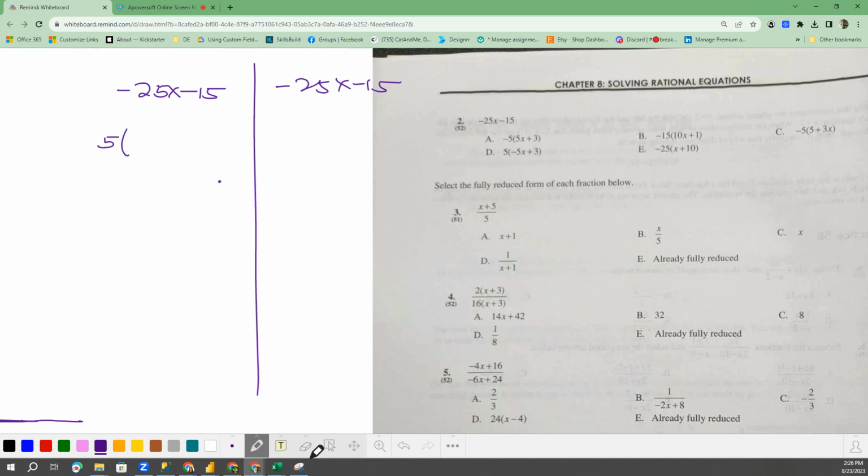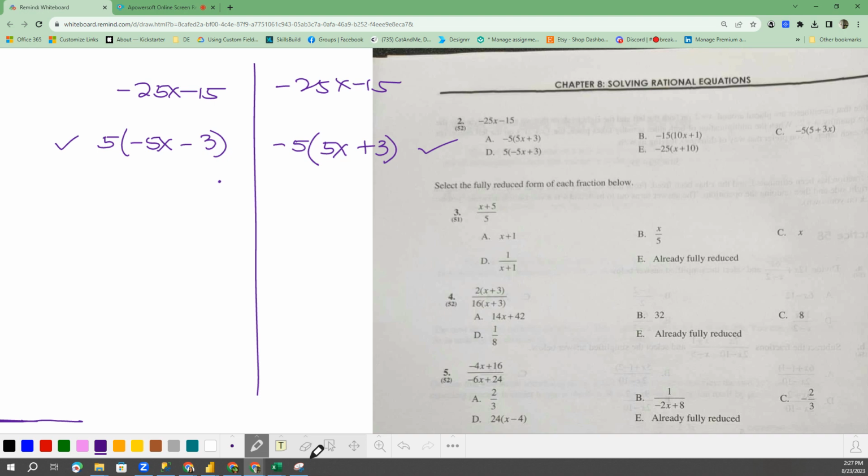All right, so negative 25x divided by 5, that's gonna be negative 5x. Negative 15 divided by 5, that's gonna be negative 3. So that's one of the sets of factors. And then the second one, first I factored out positive 5, so what about if I factored out negative 5? Negative 25x divided by negative 5 is positive 5x. Negative 15 divided by negative 5 is positive 3.